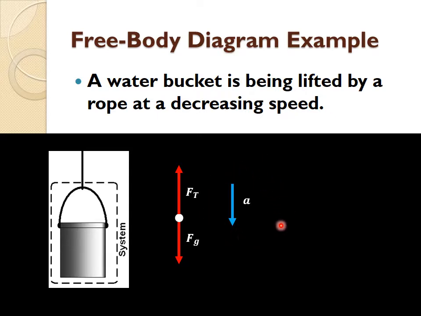If you remember from Unit 1, when acceleration and velocity are in opposite directions, objects slow down. When they're in the same direction, they speed up. So since the object is moving upward and decreasing in speed, the acceleration has to be in the opposite direction, which is downward. By Newton's second law, if the acceleration is downward, the net force has to be downward. If the net force is downward, the downward force has to be bigger than the upward force. So the force of gravity is going to be greater than the force of tension.